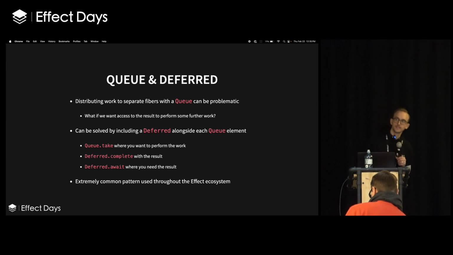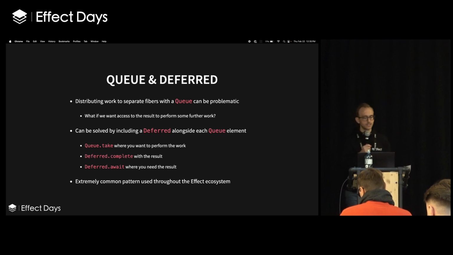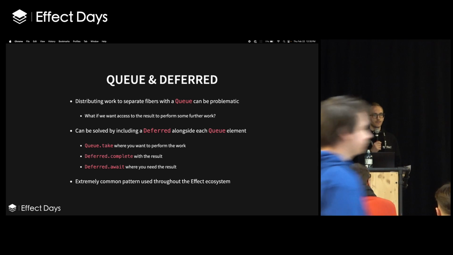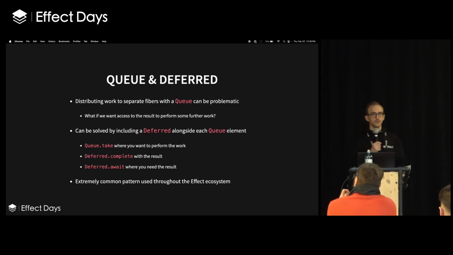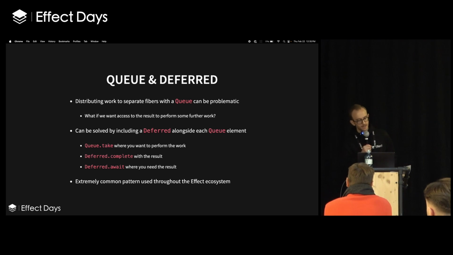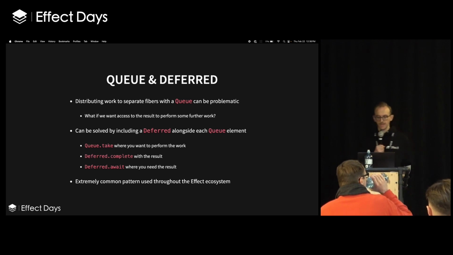So with the time that we have left, I want to talk about a pattern that I've mentioned a couple of times, used almost ubiquitously throughout the Effect packages and the library itself, and that is utilizing Queue and Deferred together. So having a queue of items that include a Deferred somewhere in the elements, whether it's literally a queue of Deferreds or a queue of elements that have some Deferred in them.